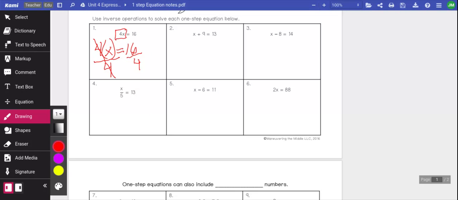So if I were to rewrite this right now, I would have x is equal to 16 divided by 4. 16 divided by 4, whether you use a calculator or know your basic facts, equals 4. Okay, so x equals 4 is the answer.